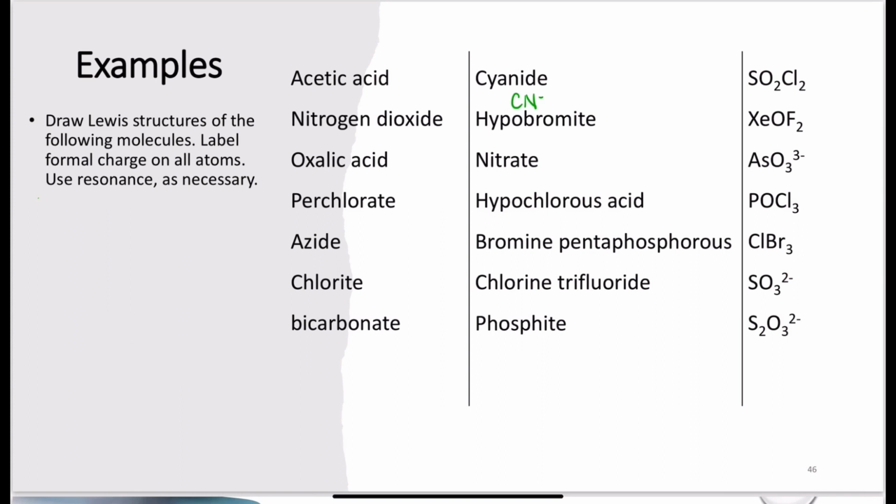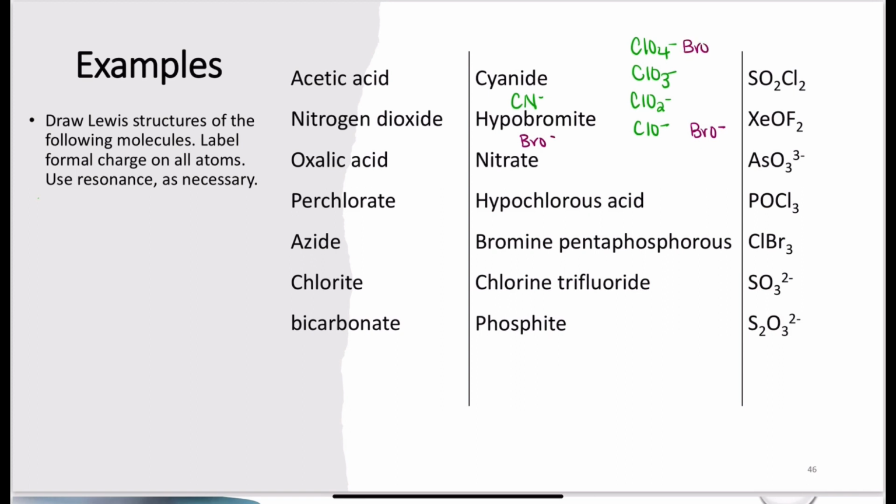Let's look at hypobromite. So, bromite is like the chlorate-chlorite series. We said earlier that perchlorate was ClO4 minus. So we know that chlorate is ClO3 minus. Chlorite was ClO2 minus, and hypochlorite was ClO minus. Hypobromite follows a similar pattern. Hypobromite would be BrO minus.